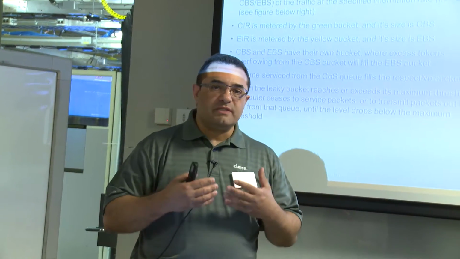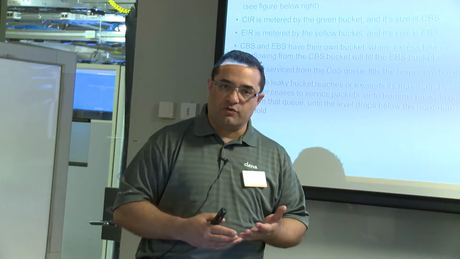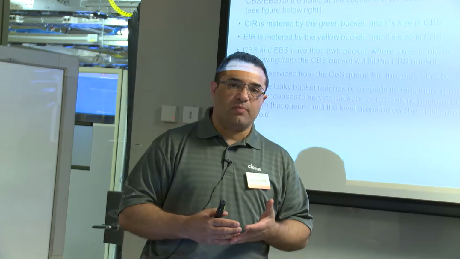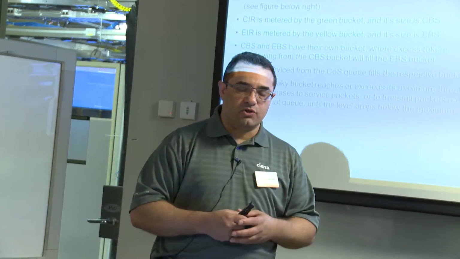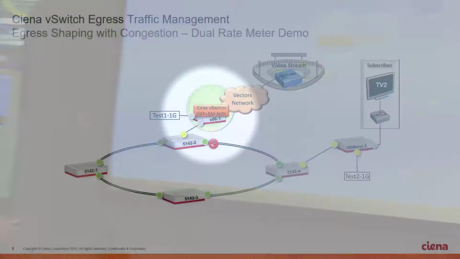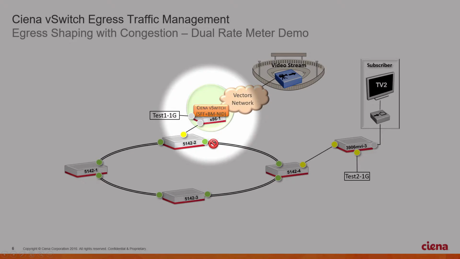Now, what we're going to do is demonstrate all these functions, the class of service mapping, the scheduling, and the egress shaping, using a multicast video stream. Now, to set up the context for the network, we have two NIDs. The first NID is an x86 server. It is running Ciena's virtual switch as a vNID, so running on top of Ciena's hypervisor and base OS.